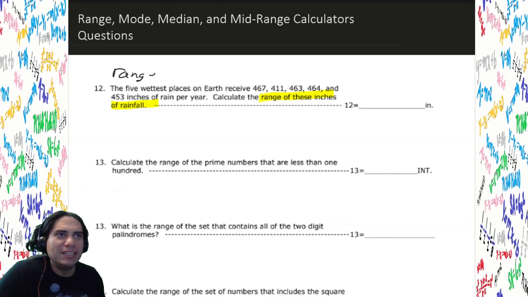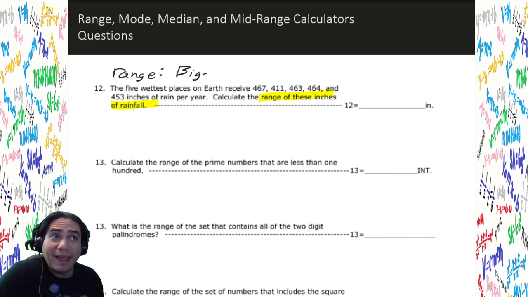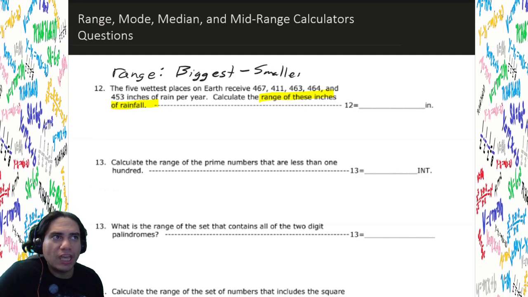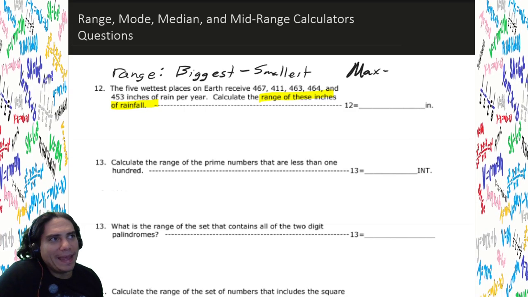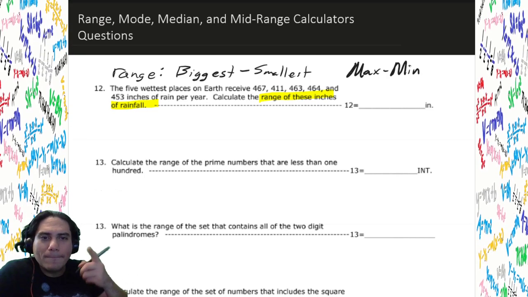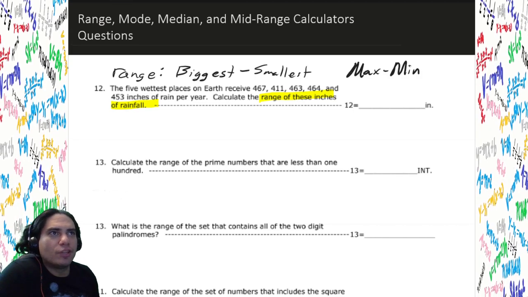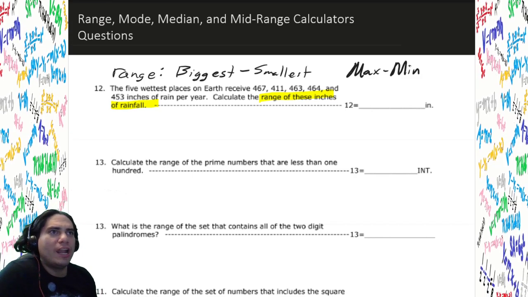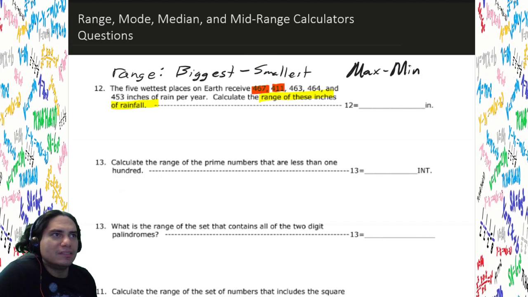The range is really, really easy. Basically, you're gonna get your biggest value and you're gonna subtract the smallest value from it, okay? Sometimes we like to call it the max minus the min, all right? That's really what the range is, the maximum minus the minimum value. Easiest way to do this problem is to look for the maximum and the minimum. So we got 467, 411, 463, 464, and 453. Our max is gonna be 467, our min's gonna be 411.